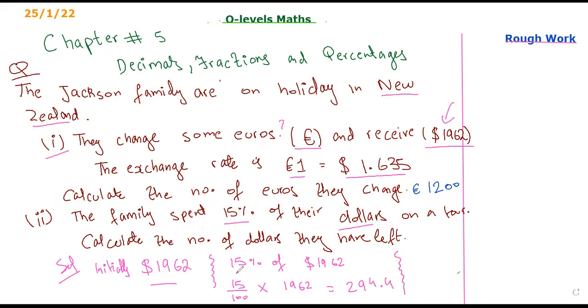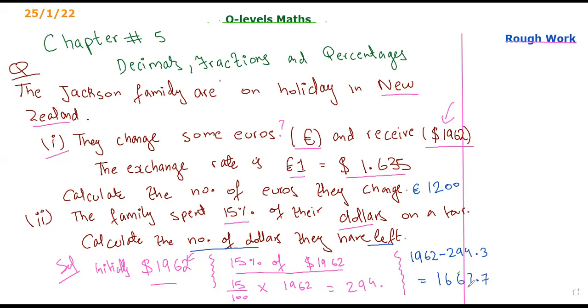This is 15% of this amount, and initially we had this amount. What is the question? We are interested in the number of dollars they have left, so we have to subtract. Initially it was 1962 minus 294.3. Okay, and the answer would be, what is the answer, Amir? 1712.7. No, it is 1667.7. Okay, check that again.